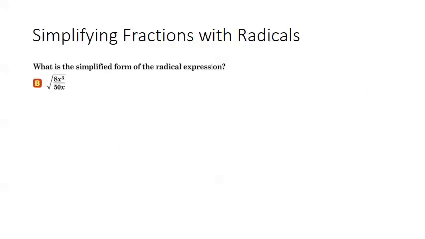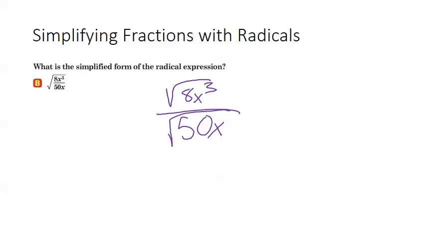Ooh. So now we've got some letters involved. Okay, but that's okay. 8x cubed over 50x, because we could solve it like we did before. Oh, I'm sorry. The square root of 8x cubed over the square root of 50x. So the first thing we're going to do is we're going to solve it like we normally would.